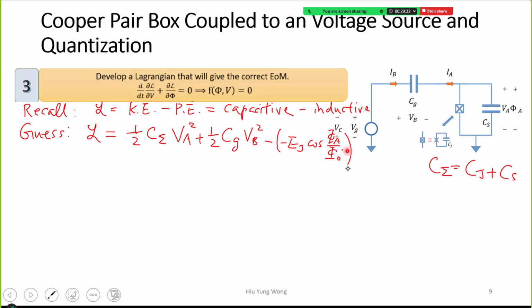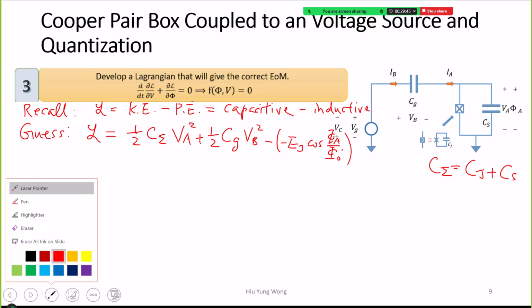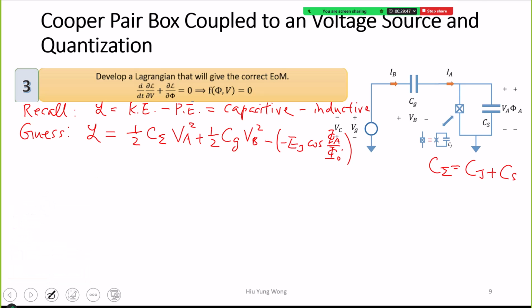We know this already because in the last lecture we showed that this is the energy stored in the Josephson junction. Okay, so with that, let's expand it. We definitely do not want VA, we want the coordinates. So this will be half C summation phi A dot squared.